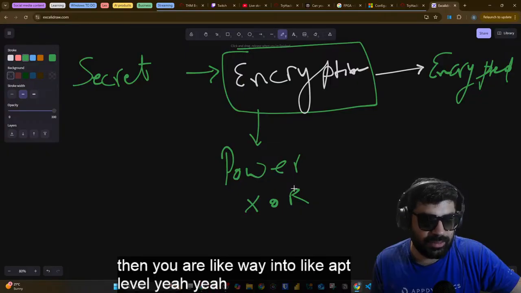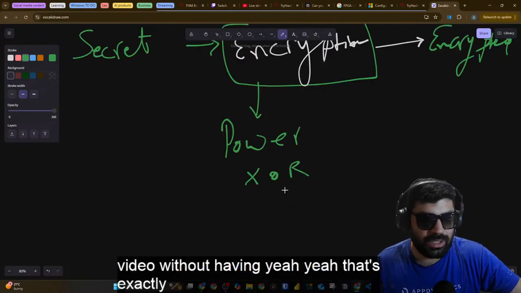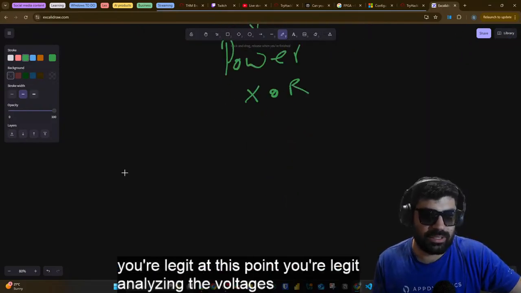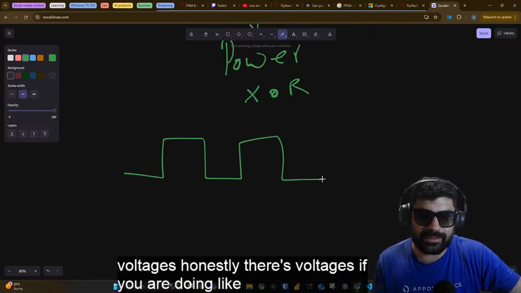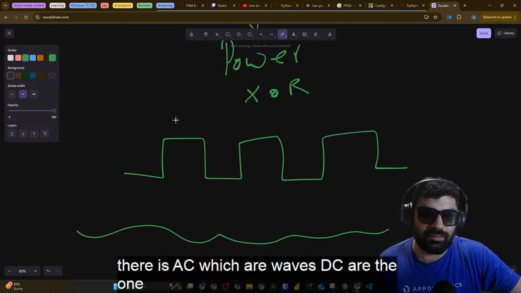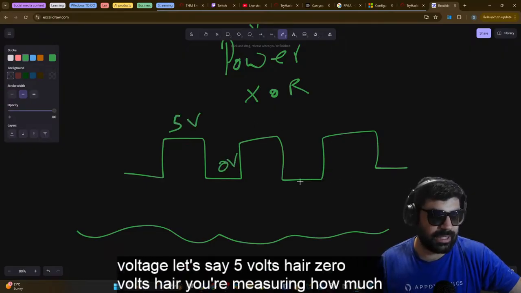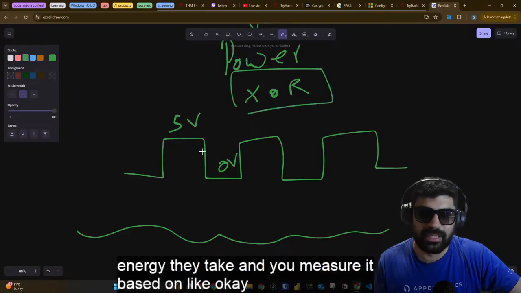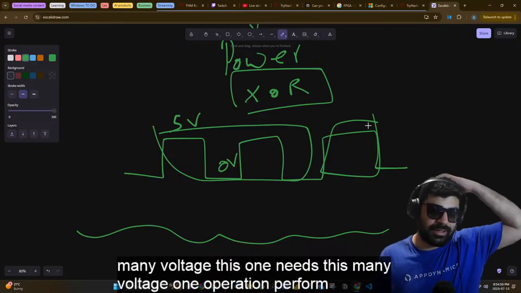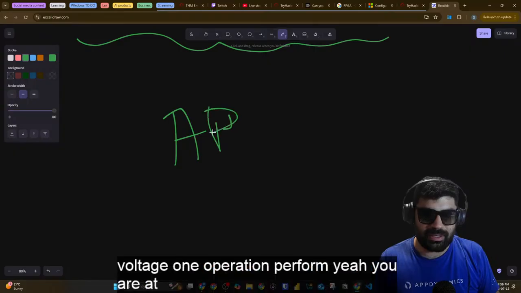Yeah, based on that, I saw a video. Yeah, that's exactly how it is. At this point, you're legitimately analyzing the voltages. With voltages, you have DC and AC, which are waves. DC is one voltage, let's say 5 volts here, 0 volts here. You are measuring how much energy they take, and you measure it based on, okay, XOR needs this much voltage, this one needs this much voltage, one operation performed. Then you are at a level of APT. Yeah, you are at APT level, right? The panda bears level.